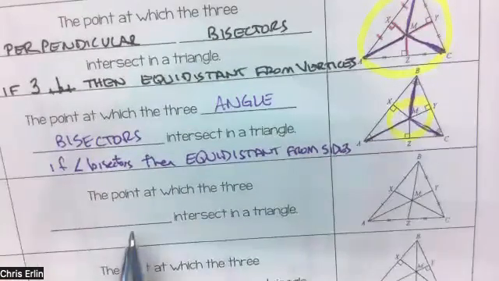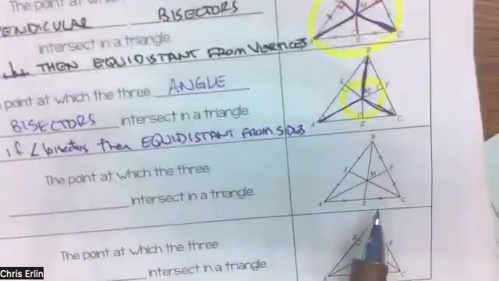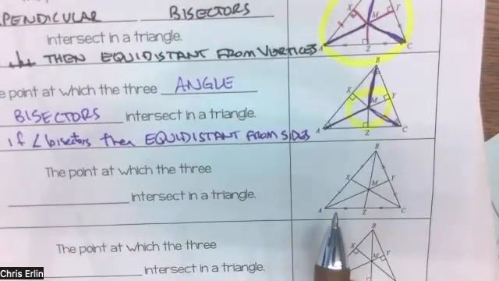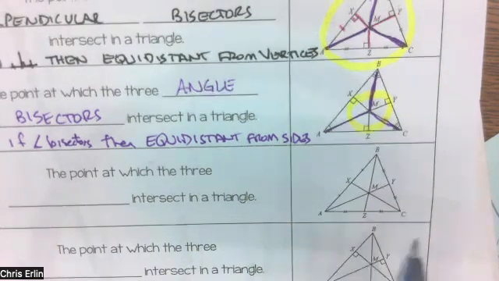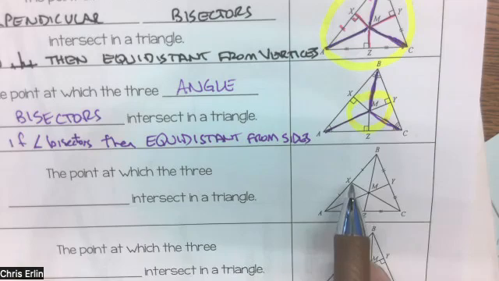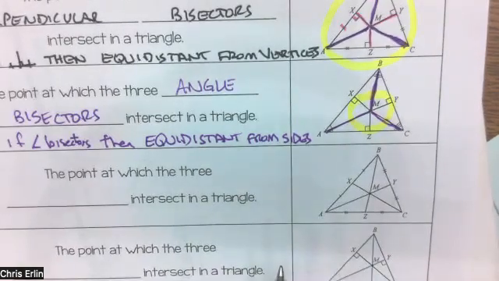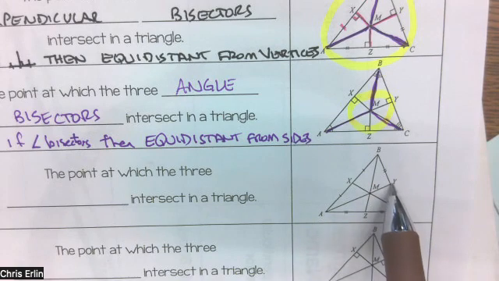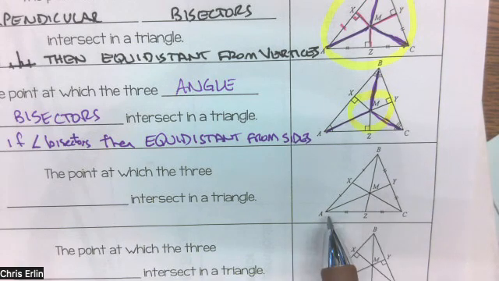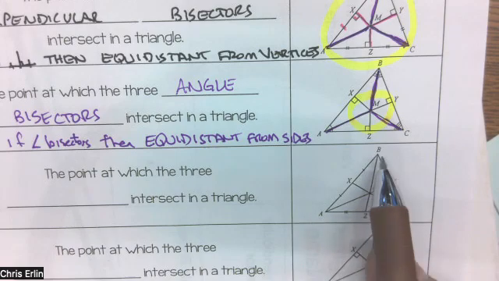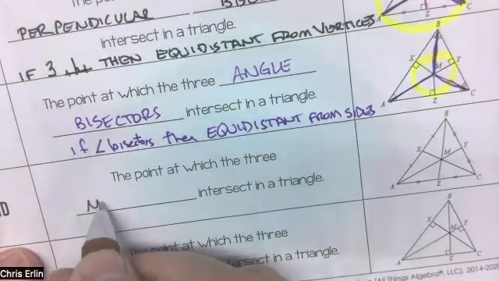All right, the third one is the point at which three, what are these? Well, a mid-segment is a connection of a midpoint to a midpoint. So that would be across here. Altitude is perpendicular to the base. Medians, good. From the midpoint to the opposite vertex. These are all medians.